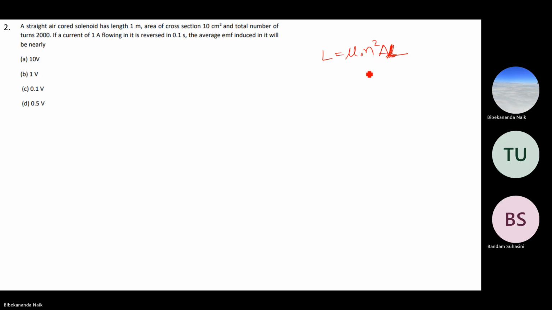Then the EMF induced is given by e is equal to minus L di by dt. So this is the change in current with respect to time. Now, if you can calculate L, then we can directly put the value of L to get the value of the induced EMF. The minus sign is due to Lenz's law, which is negative.